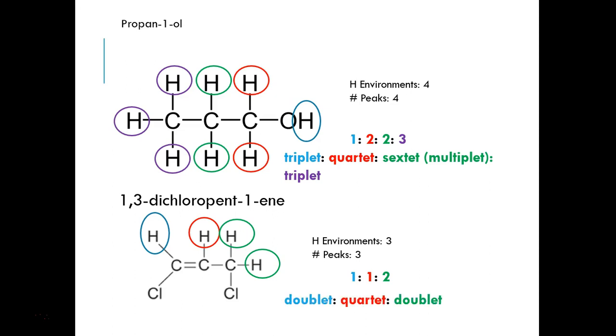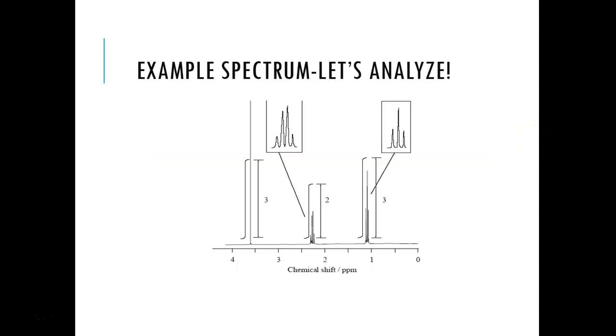1,3-dichloropent-1-ene, they would be a doublet, a quartet, and a doublet. Now, when we look at the blue hydrogen, there's 1 neighboring hydrogen, so that makes it a doublet. The red hydrogen, we have 3 neighboring hydrogens, so a quartet, and the green ones, 1 neighboring hydrogen, so a doublet. Okay, so let's look at a sample spectrum.